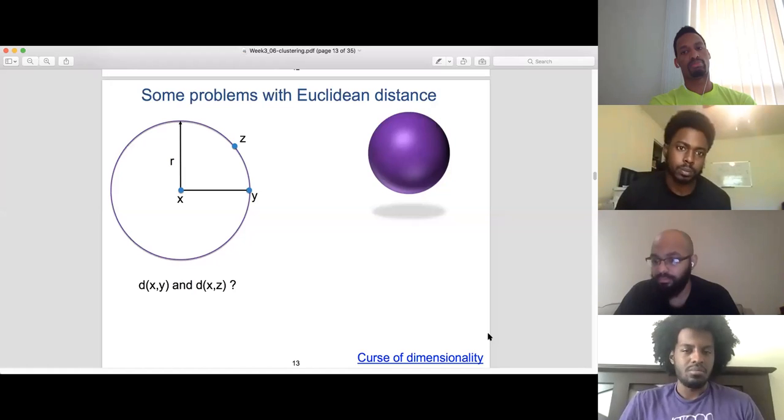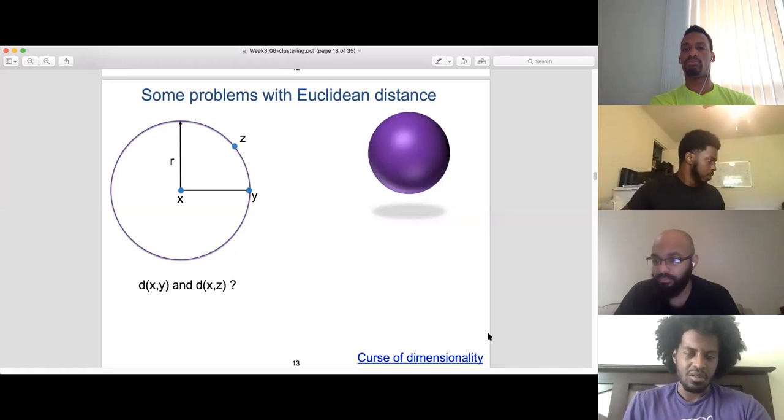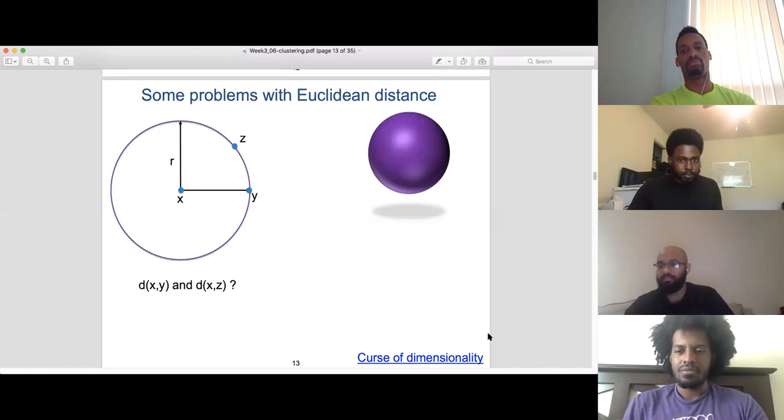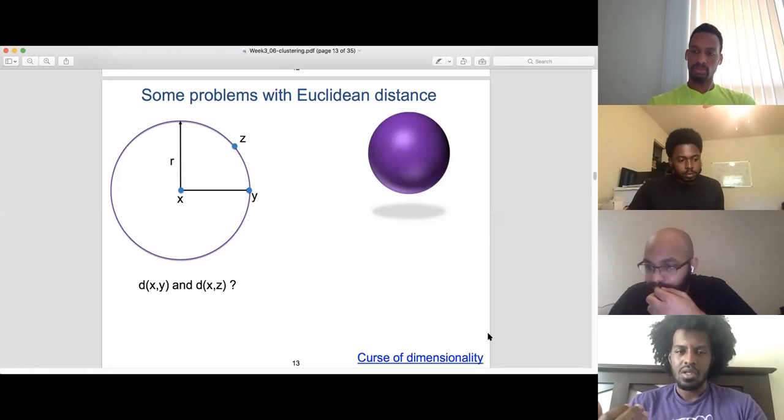So is it just a natural phenomenon, like a natural thing that's happening, where if you have a data set of higher dimensions, it just naturally is biased towards being in the outer shell?